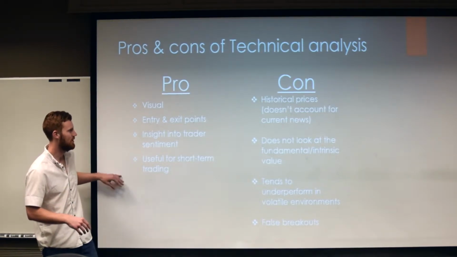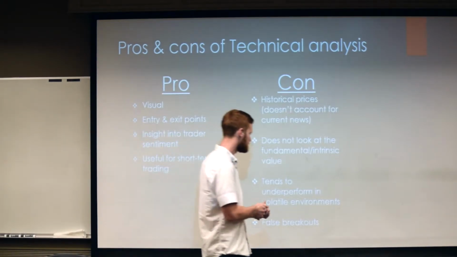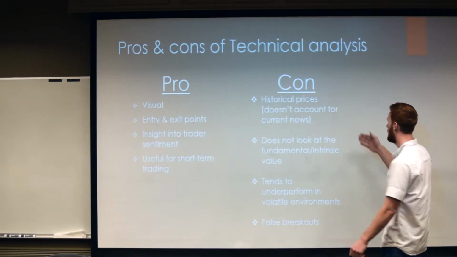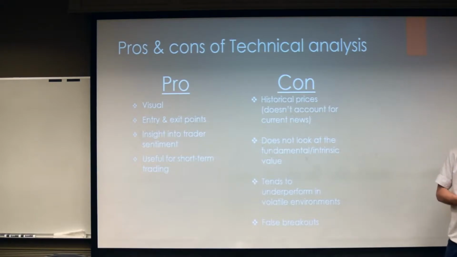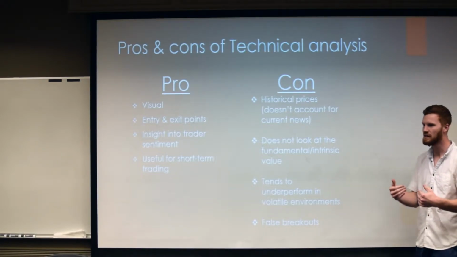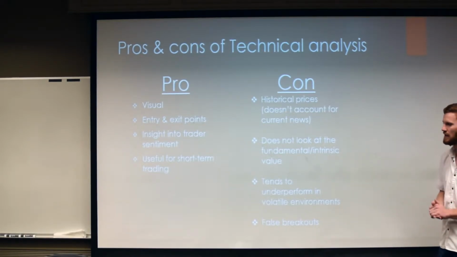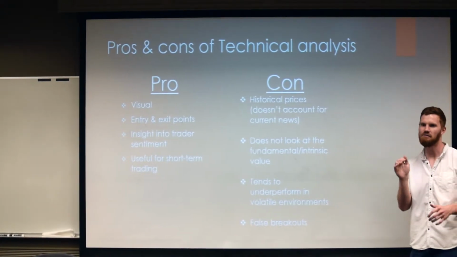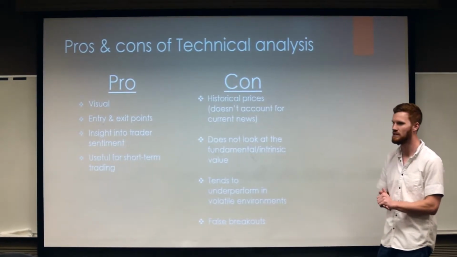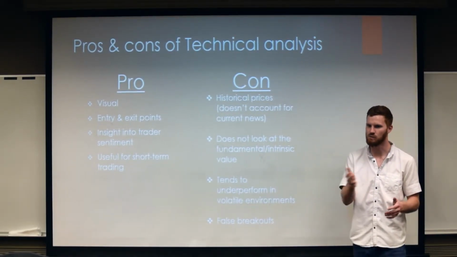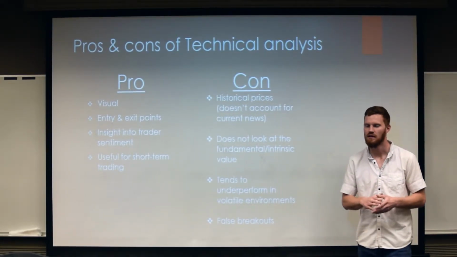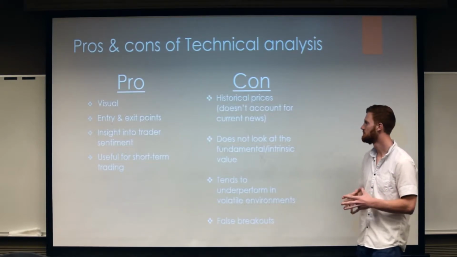So now that we've covered the pros, let's get to the cons. It's based off of historical prices. So whenever you're looking at these charts, it's not going to tell you about the tariffs, right? If you're looking at these steel charts, it's not going to be like, hey, there's a tariff that might affect price. It's just going to tell you what price was in the past, so it doesn't involve any current news.